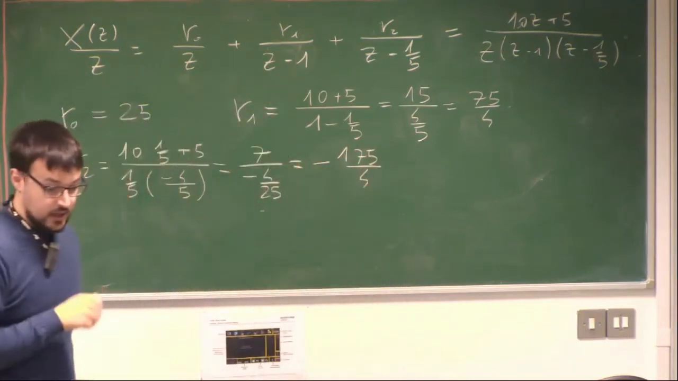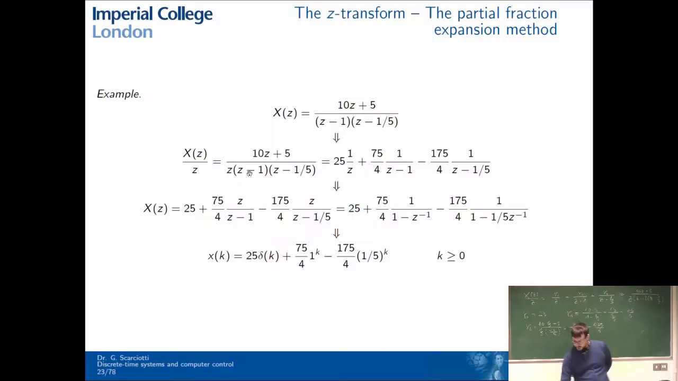If we go back to the slide, you see that these are the residuals that we obtain here. Now what we do is multiply both sides by z, and we obtain this expression. We also divide and multiply by z to obtain this version here. And now we just recognize the basic z-transforms: the z-transform of the constant, that is the delta, and then the z-transform of the power.